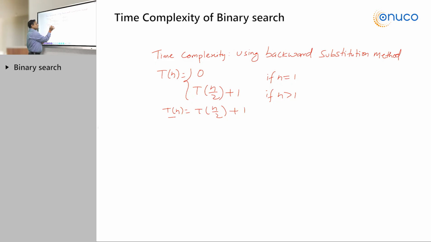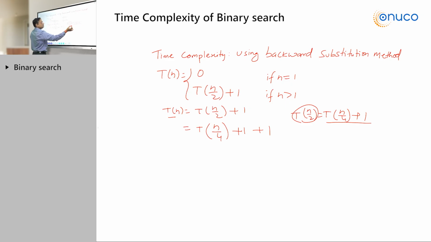Then look, T of n becomes T of n by 2 plus 1. So what will be T of n by 2? Just replace n by n by 2. What will happen? T of n by 4 plus 1 plus 1. Look, T of n by 2, if you write in this format, is equal to T of n by 4, since n by 2 divided by 2 is n by 4, plus 1. So in place of T of n by 2, we write T of n by 4 plus 1, and this one is the original.